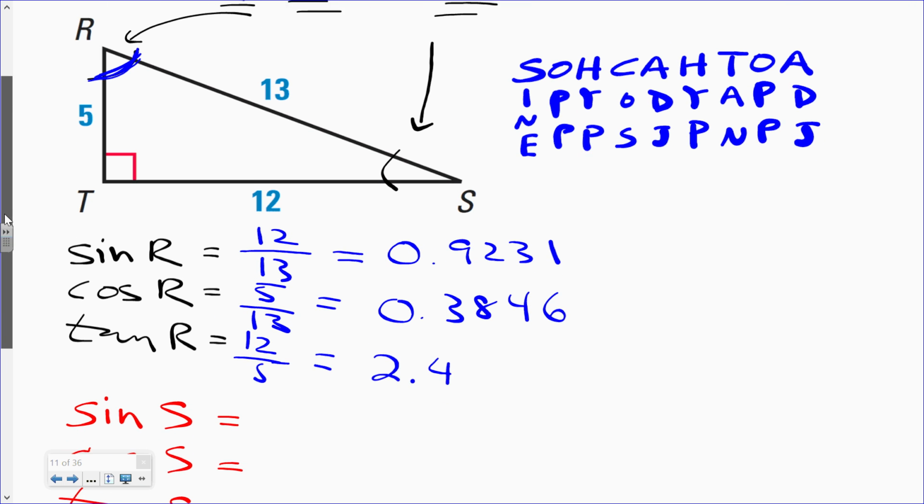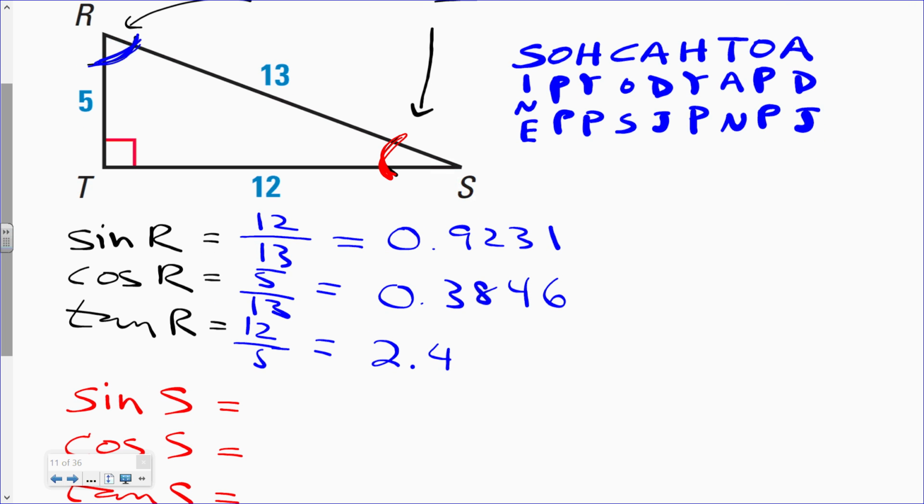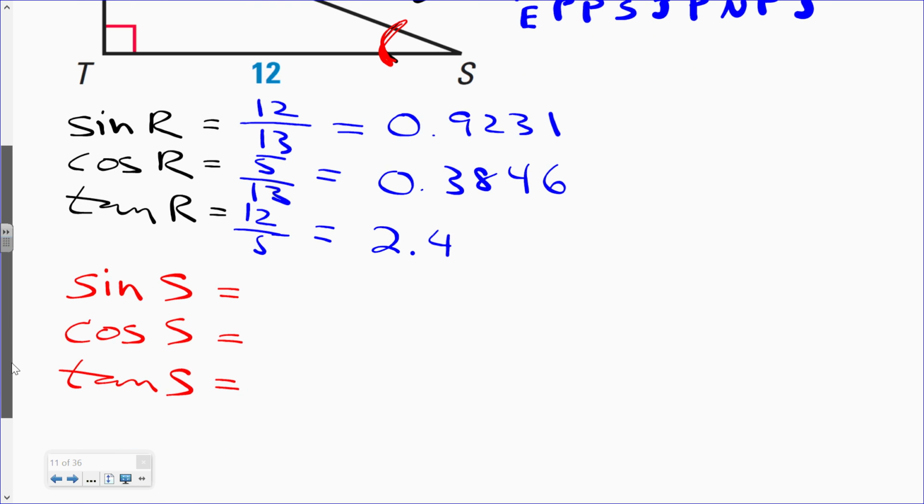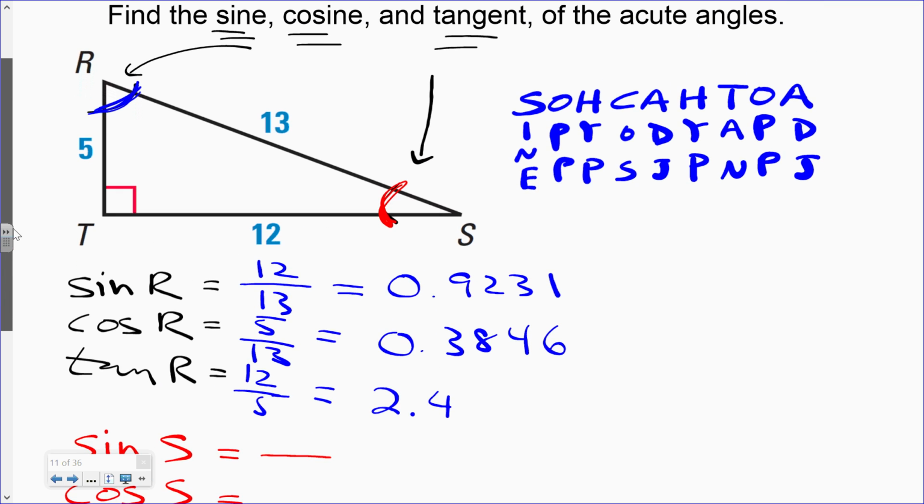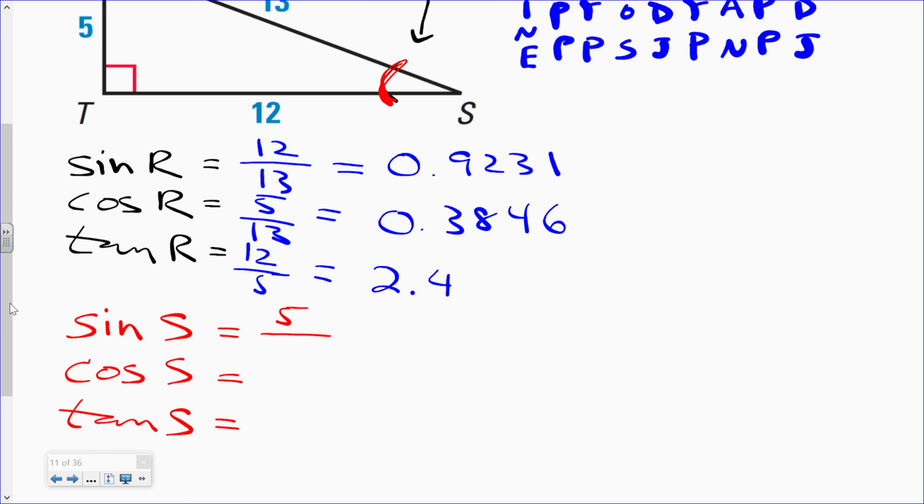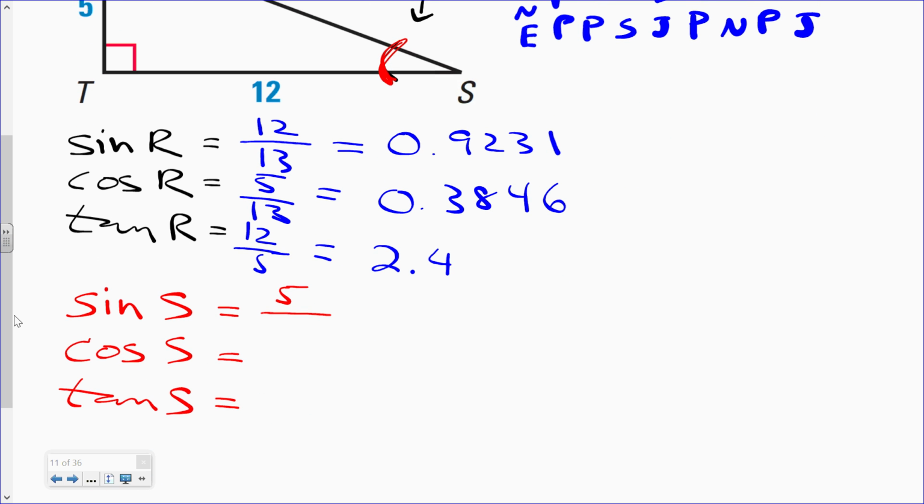So sine of S. Okay, let's consult SOHCAHTOA. Sine is opposite over hypotenuse, so opposite is on top, hypotenuse at the bottom. Sine of S: opposite would be 5, hypotenuse would be 13. Didn't we do 5 over 13 already up here, remember? The cosine of R is actually the same as the sine of S. 5 over 13, so let me just write it down, 0.3846.